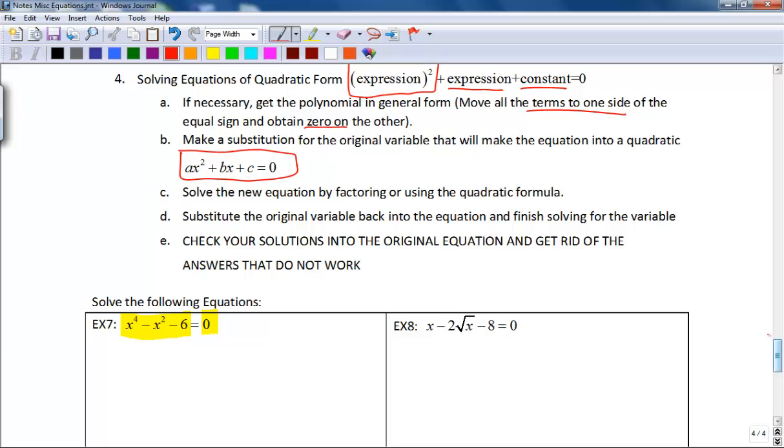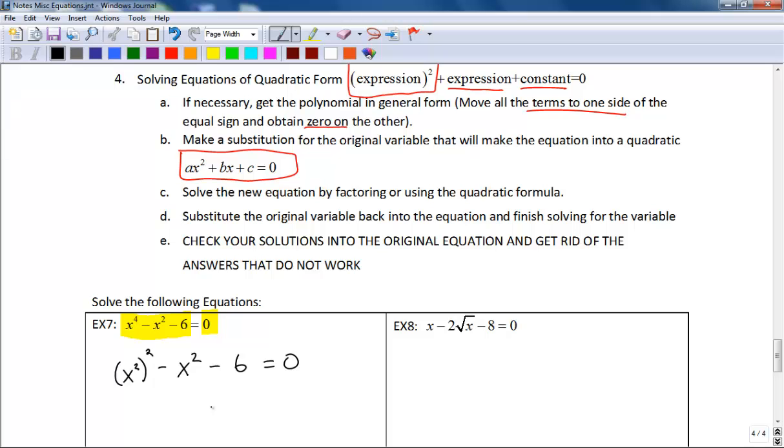Do you agree with me that I could rewrite this if I wanted to as (x squared) squared minus x squared minus 6 equals 0? Well, yeah, I can, because of the power-to-power rule for exponents. That would just multiply and get me x to the 4th anyway. So I haven't really changed my problem here.